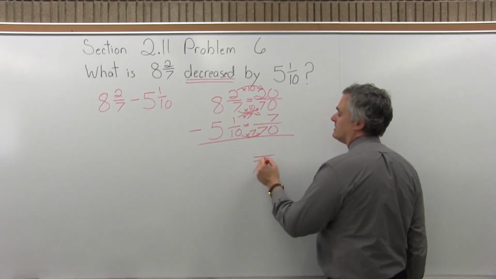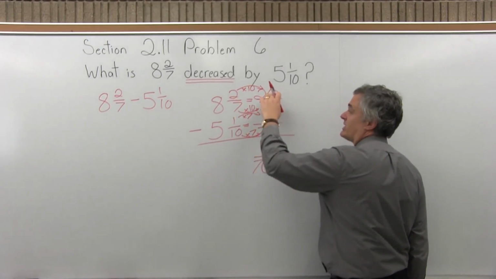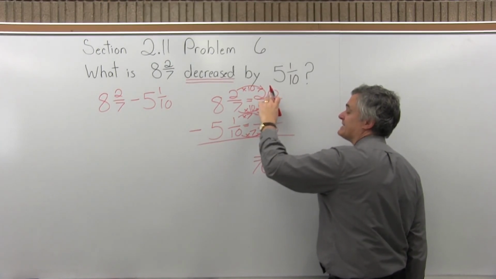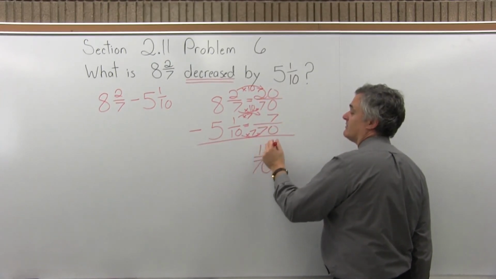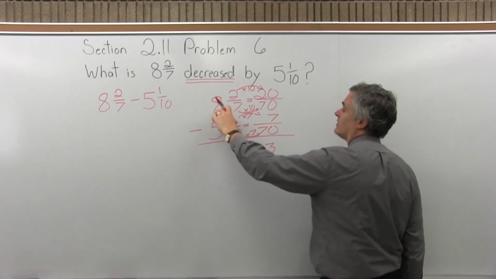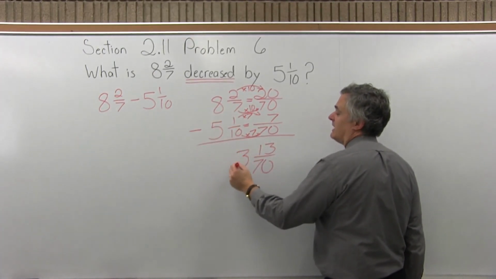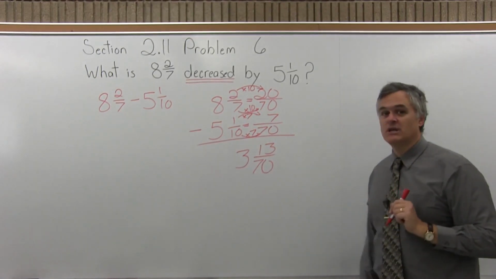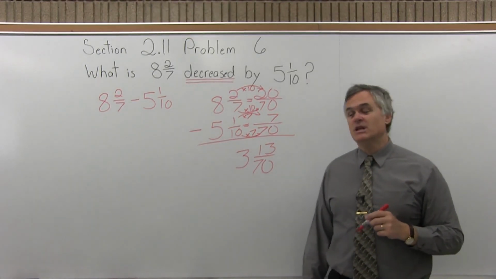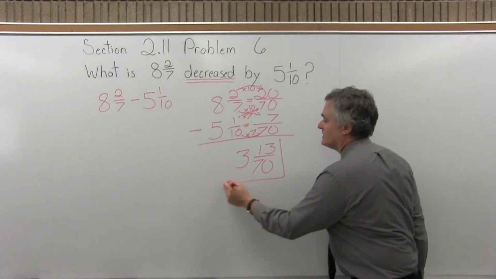My common denominator is 70. This is a subtraction. I'm subtracting 20 minus 7. 20 minus 7 is 13. Don't forget the whole numbers in front. I have 8 minus 5. 8 minus 5 is 3. So my final answer is 3 13 over 70.